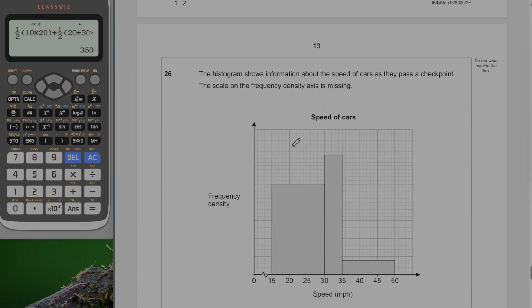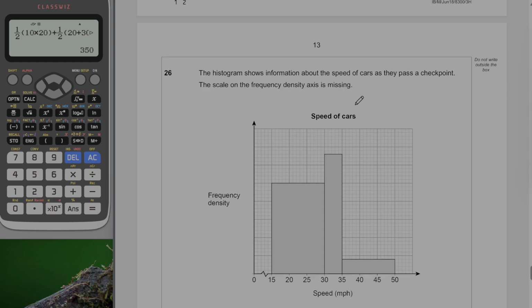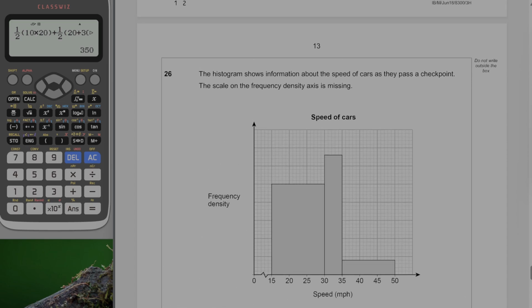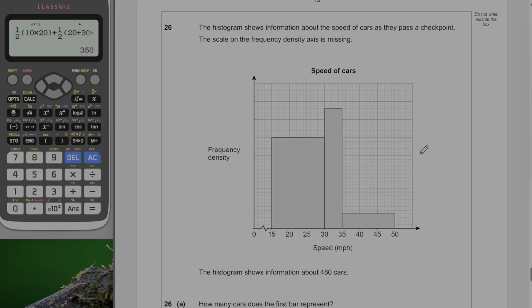Okay, 26. The histogram shows information about the speed of cars as they pass a checkpoint. The scale on the frequency density axis is missing. The histogram shows information about 480 cars. How many cars does the first bar represent? Okay. The area is going to represent the frequency. Rather than overcomplicating this, if you look, we've got a 1 by 3 here, and we've got 3 by 1s here, so that area would fit there. So we can do it by counting the squares.